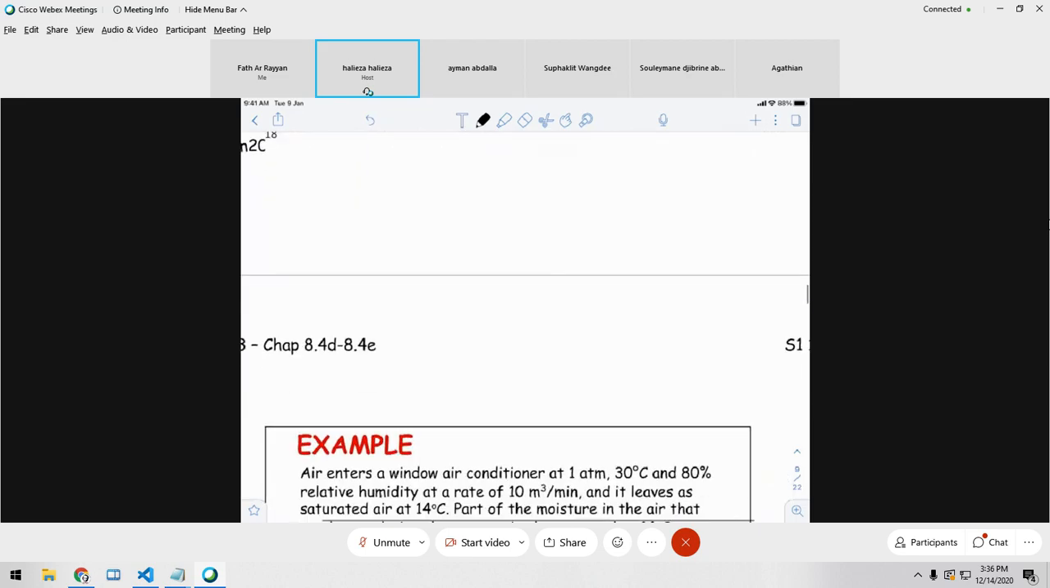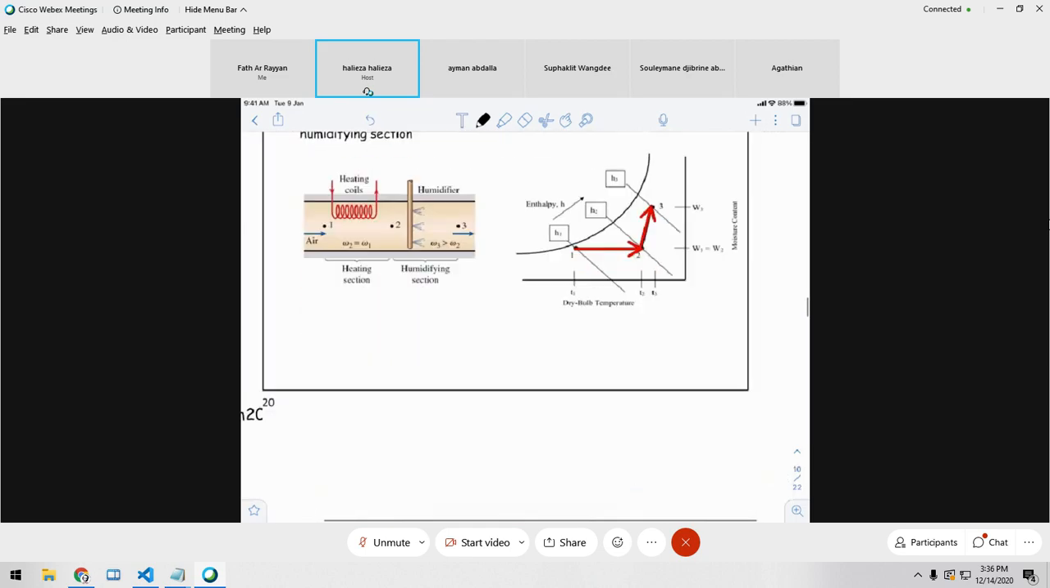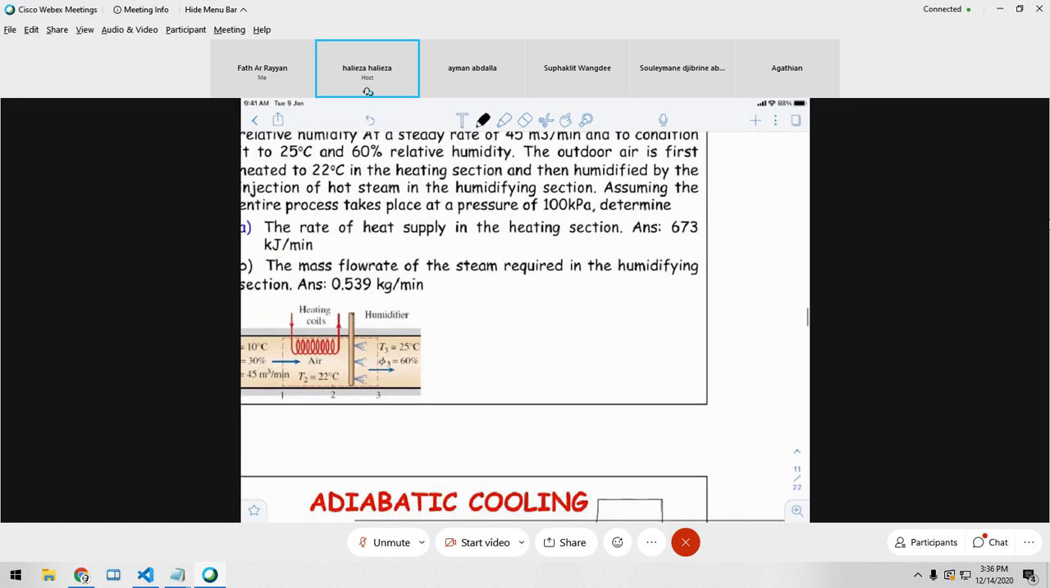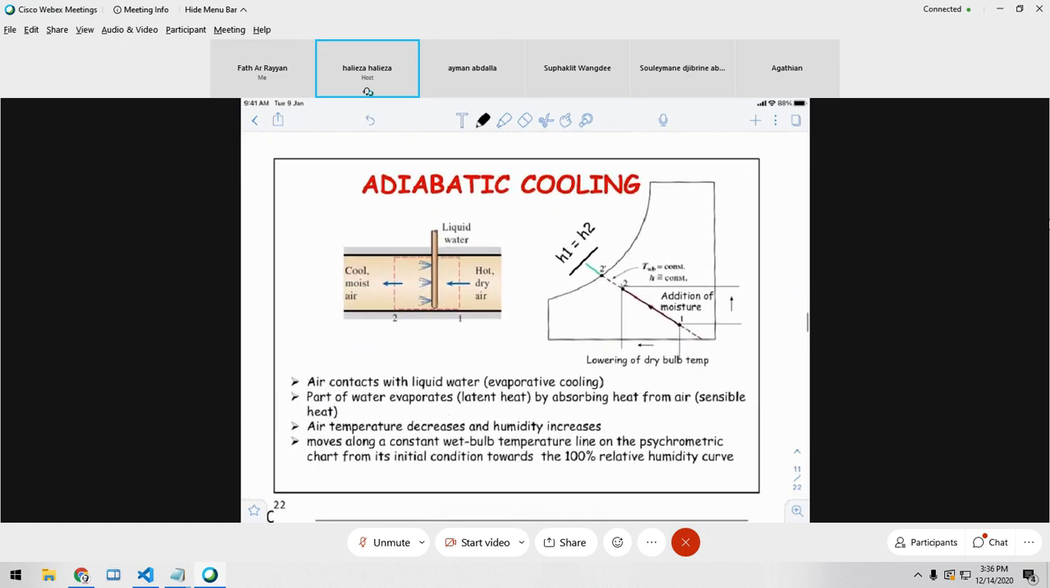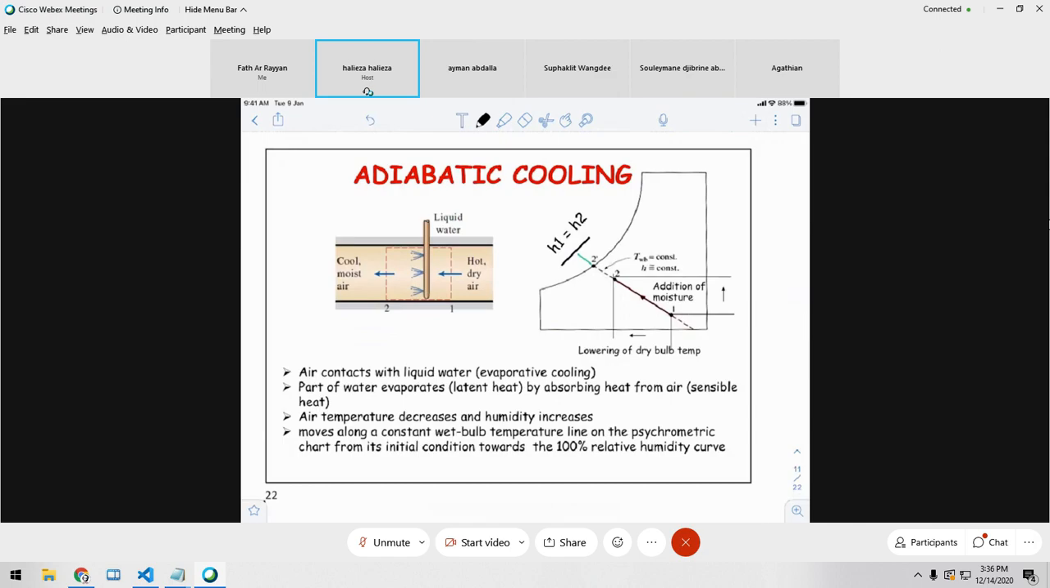Let's look at another topic, which is adiabatic cooling. In the textbook, there is a topic on adiabatic cooling, or it is referred to as adiabatic humidification. The topic is 8.4c. Okay? So adiabatic implies that there is no exchange of heat between the surroundings and the system. That means Q is equal to 0. That is adiabatic.